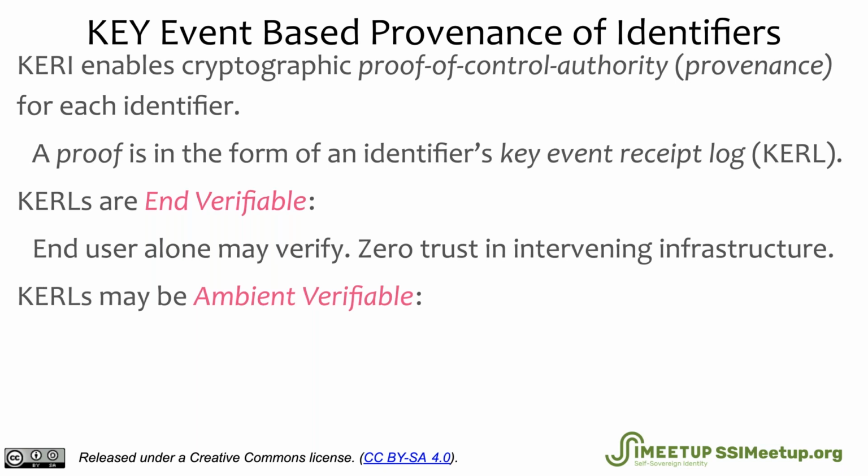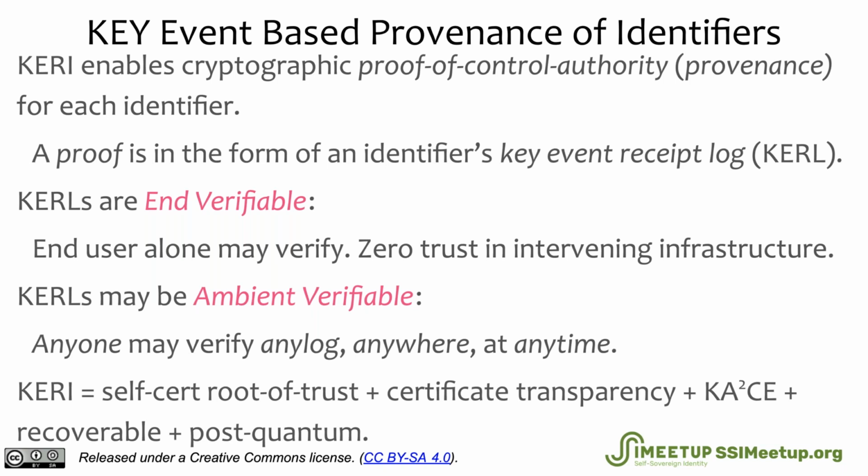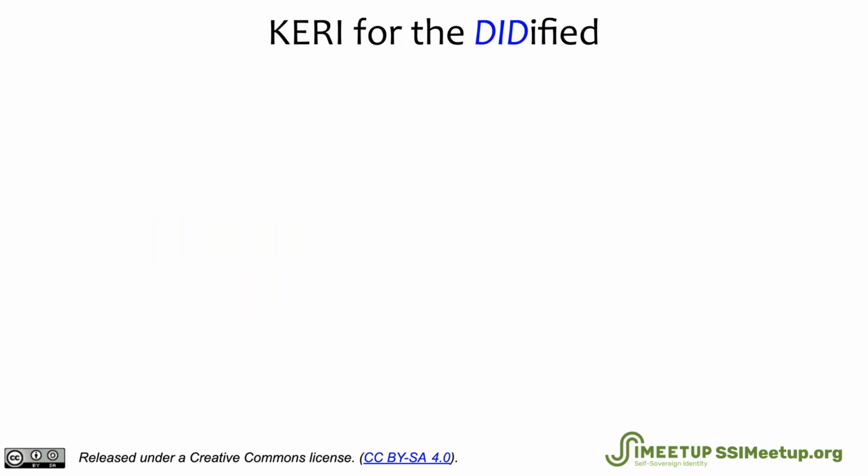KERI logs may be ambient verifiable, right? Which is you have a global verifiability. Anyone can verify the log anywhere at any time. The result is that you have this thing that has these features. You have a self-certifying root of trust, ambient verifiability via certificate transparency. There's a couple of other algorithms, KERI, which allows recovery, and post-quantum security because of something called pre-rotation, which we can talk about in a minute.